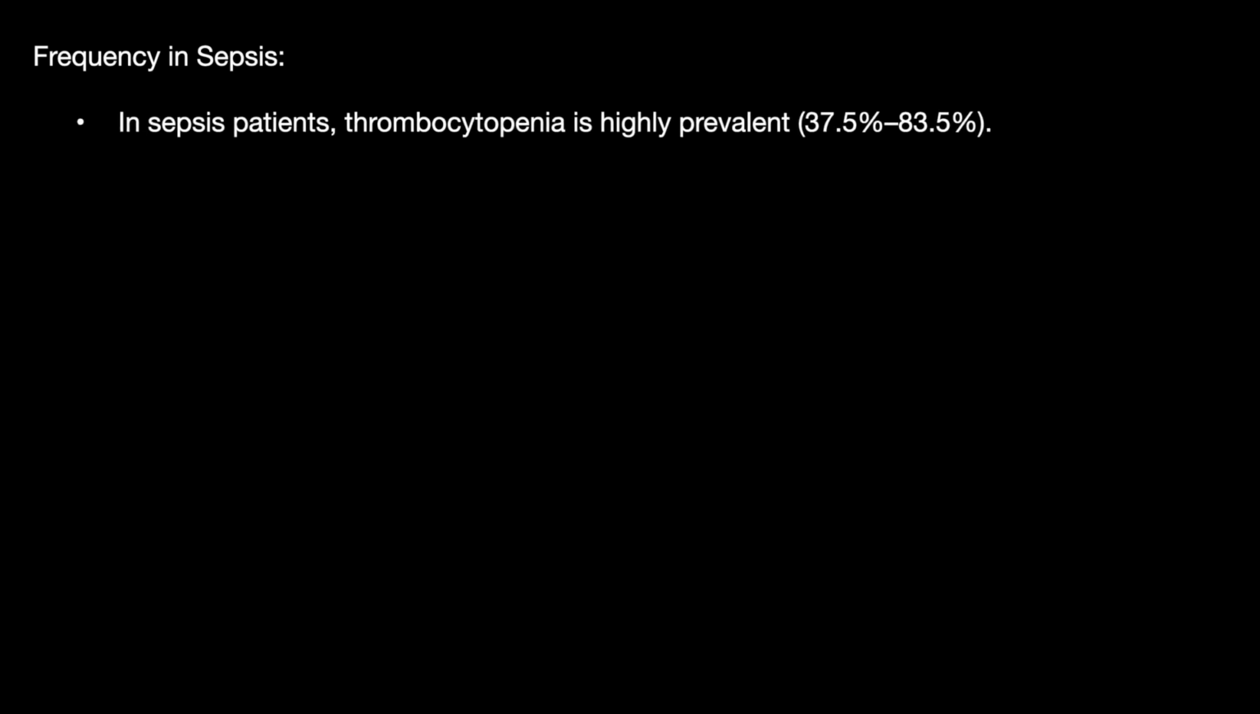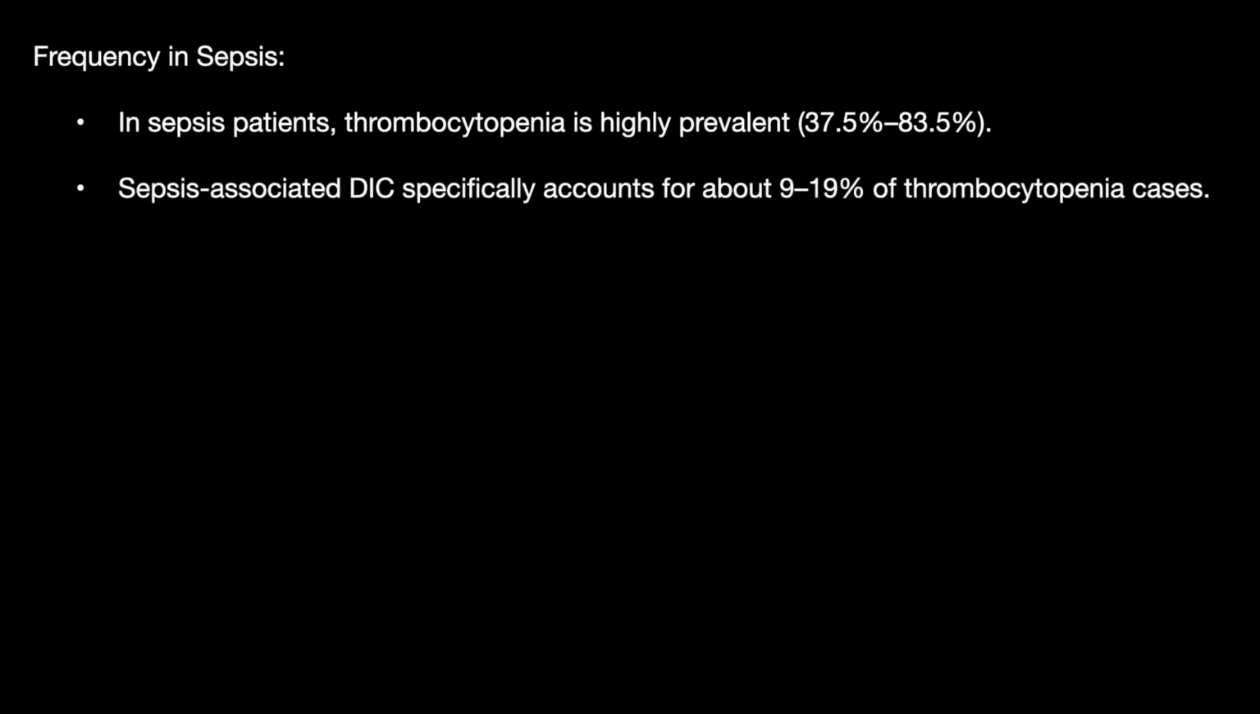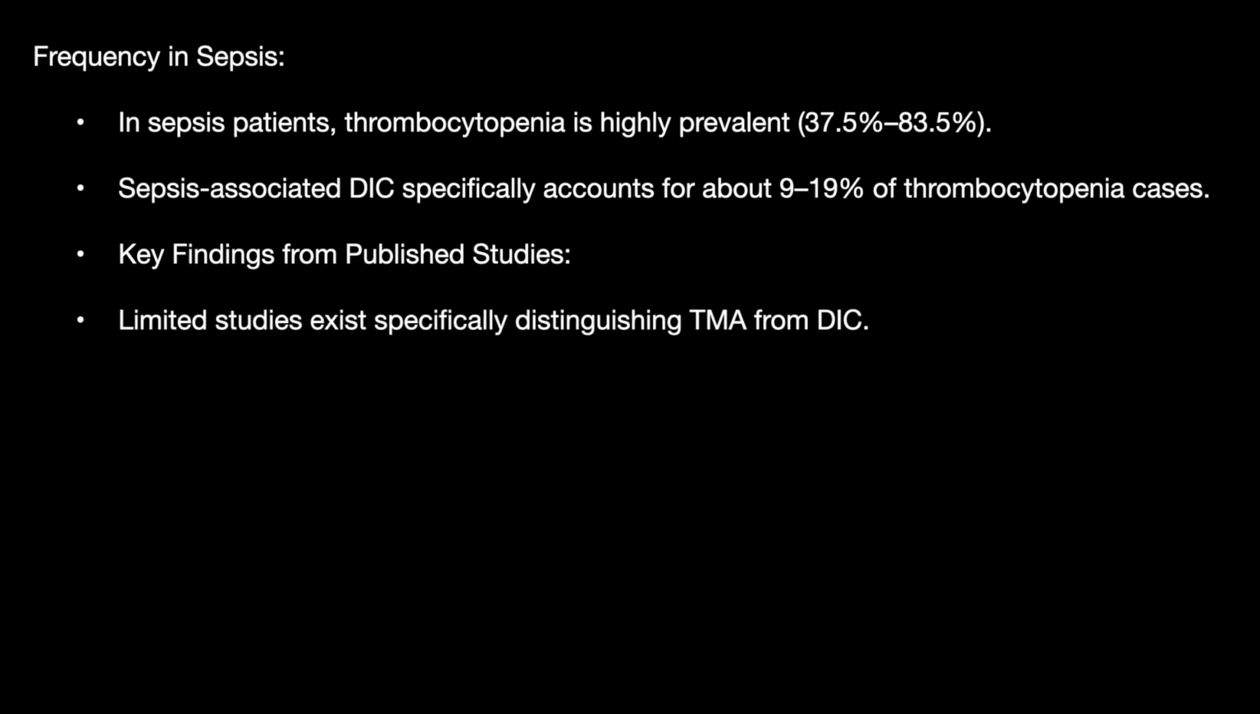Frequency in sepsis is ranging from 37% to 83%, which is a very high prevalence. Sepsis-associated DIC specifically accounts for nearly 10 to 20% of the thrombocytopenia cases. Key findings from published studies have shown that we have very limited study specifically distinguishing the TMA from DIC.